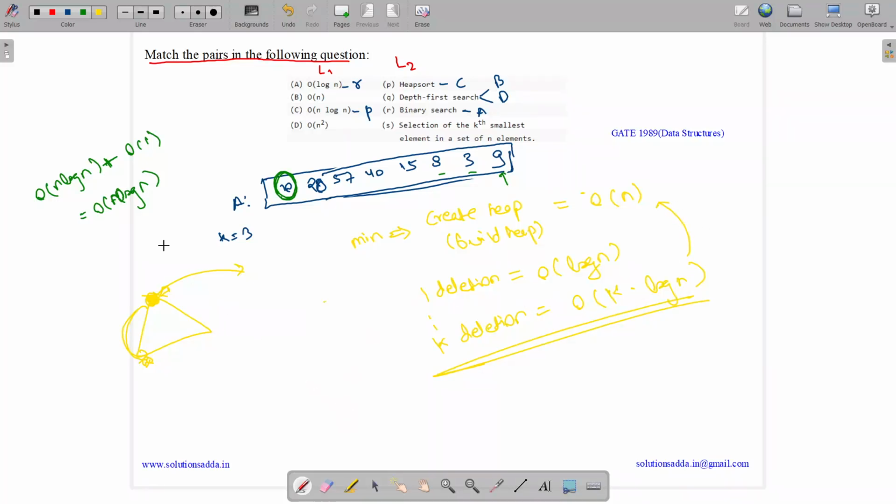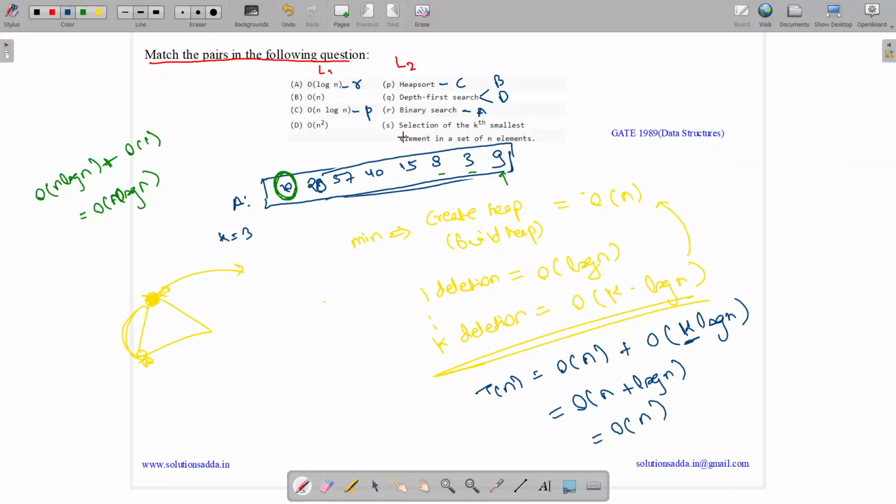But see, this k is always a constant number and we can neglect the constants. So total complexity will be order of n plus order of k log n, but you can neglect this k as it is constant, so it will be equal to order of n plus log n, and it will be equal to order of n. So time complexity for selecting the k smallest element is order of n, which maps to option B.